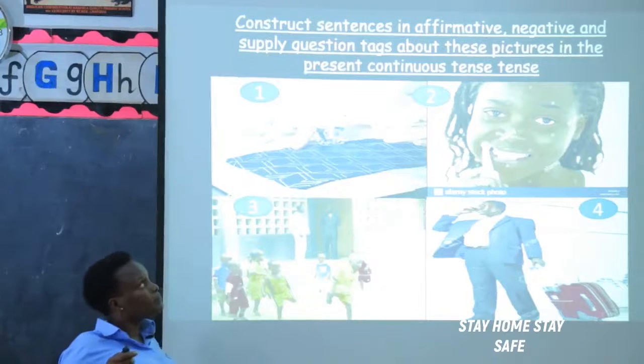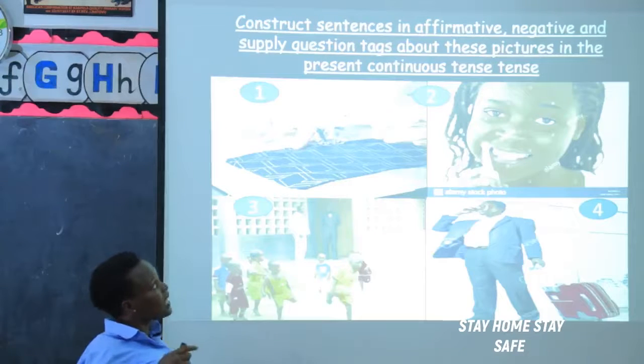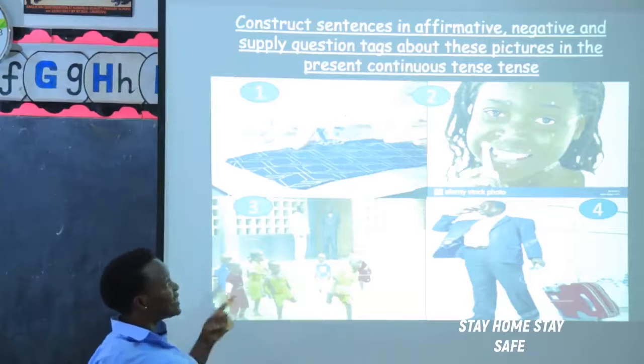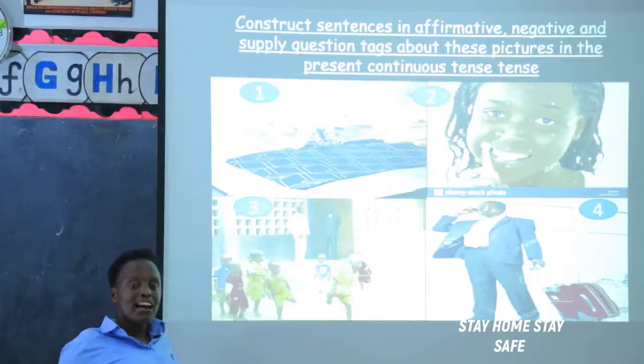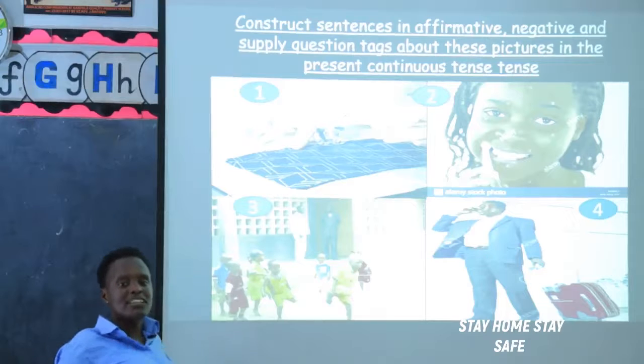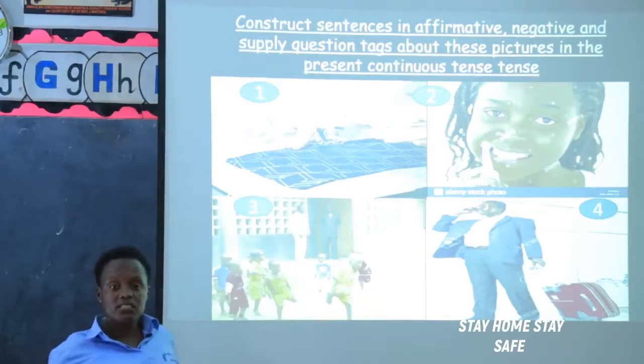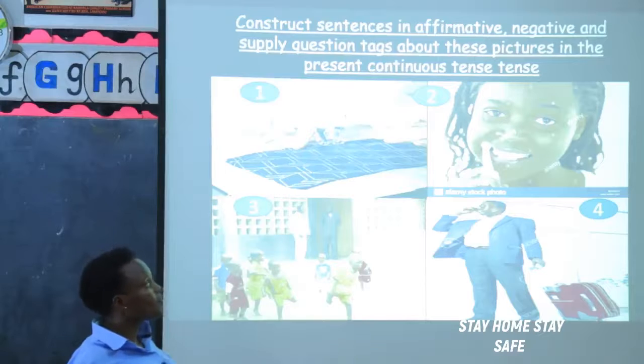That is a negative statement. Then on that negative statement, we are going to form a negative question. Isn't she sewing a dress? Then we go to picture 2.